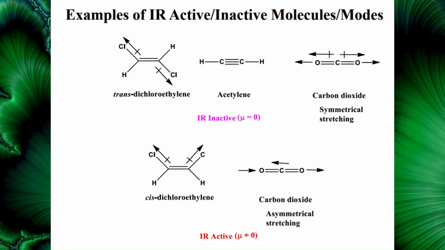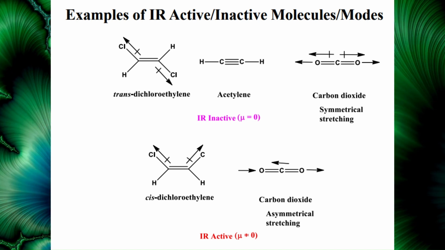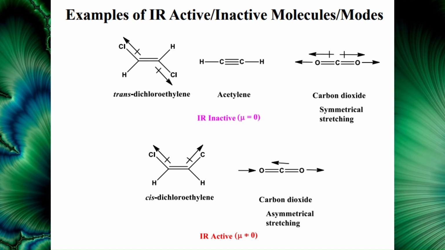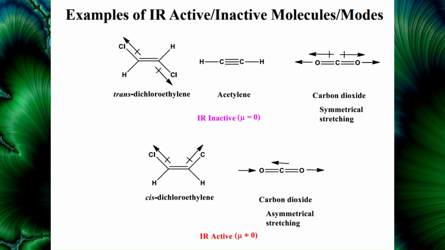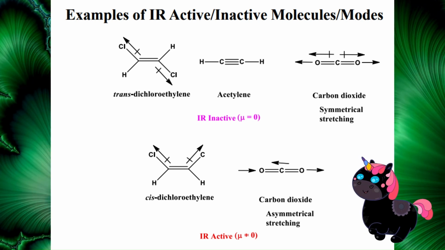Molecules such as Cl2 are IR inactive. This is because they have no dipoles. On the other hand, molecules such as carbon dioxide, although symmetrical, are IR active.